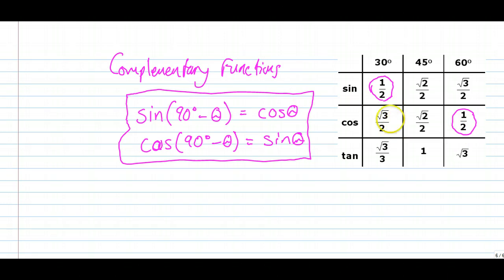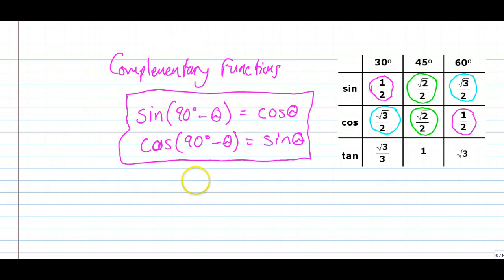We see that cos of 30 degrees is the same as sine of 60 degrees, and when sine and cos are applied to the same angle, then you get the same result. You get the square root of 2 over 2. Okay, so we see that there's these pairs of relationships with sine and cos.